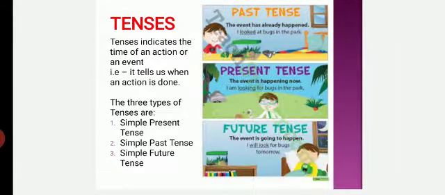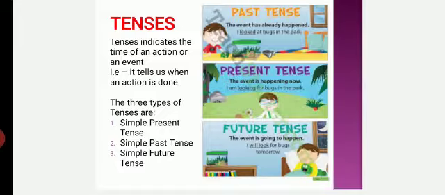Let us learn and understand also today what are tenses. Tenses indicate the time of an action or an event. That is, it tells us when an action is done. The three types of tenses we will learn today are simple present tense, simple past tense, and simple future tense.